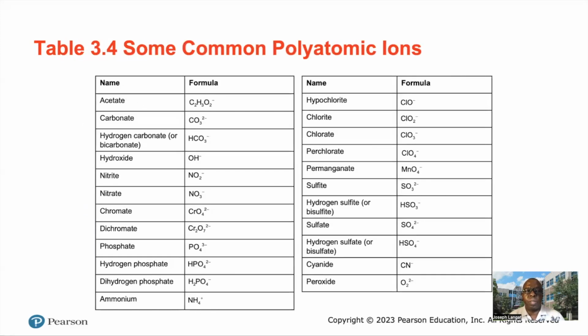This is table 3.4, common polyatomic ions. I want you to memorize, learn, use the periodic table. You should be able to know the most common ones and name them: hydroxide, nitrite, nitrate, chromate, dichromate, phosphate, hydrogen phosphate, dihydrogen phosphate, ammonium. You will see these, and probably I will not give you the polyatomic ion. You need to know this. You need to memorize.